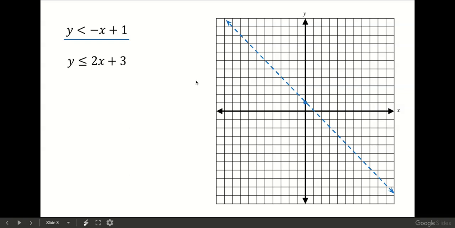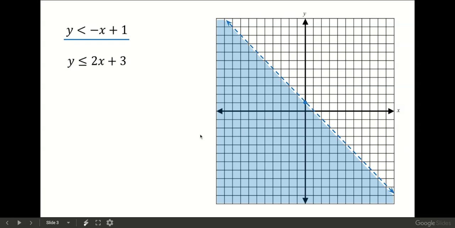And then remember, I have to test to see what side of the line I have to shade. So if I were to test the point (0, 0) in my inequality, it would tell me that 0 has to be less than 1 if I calculate it out. Is 0 less than 1? And the answer is yes. So that means this would be shaded on this side of the line.